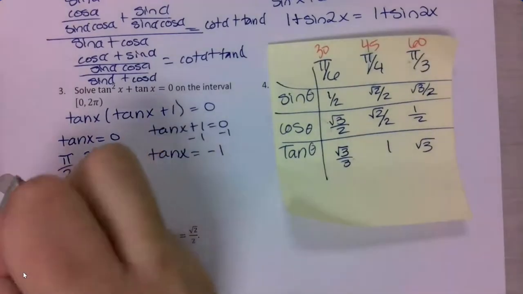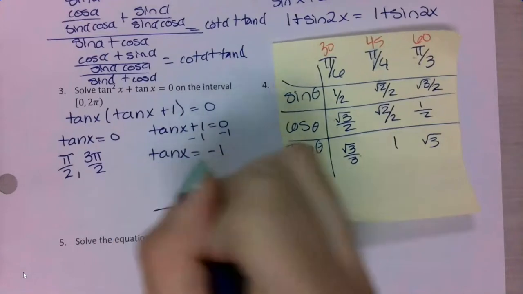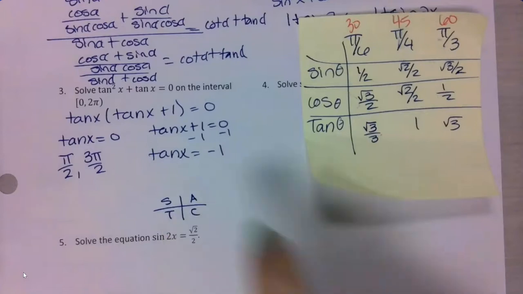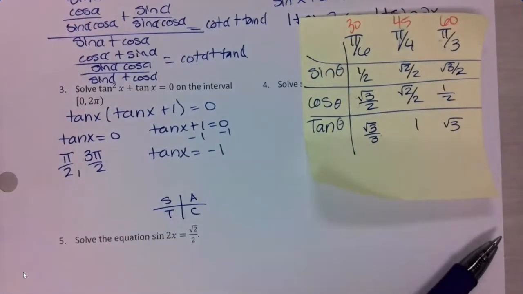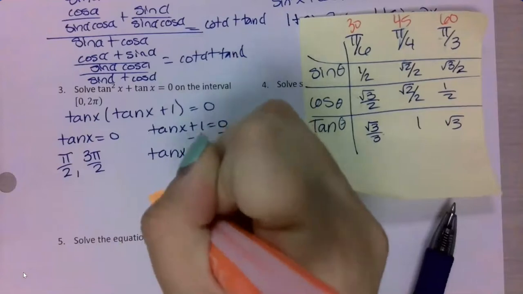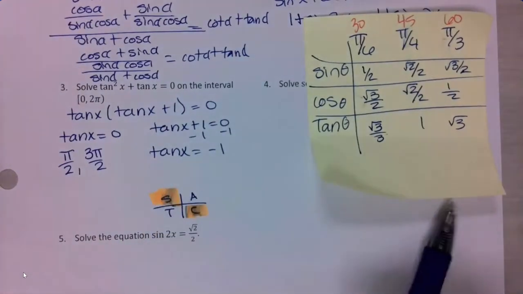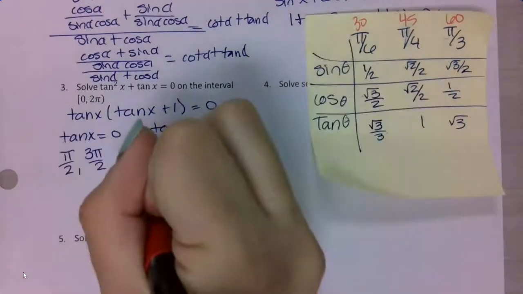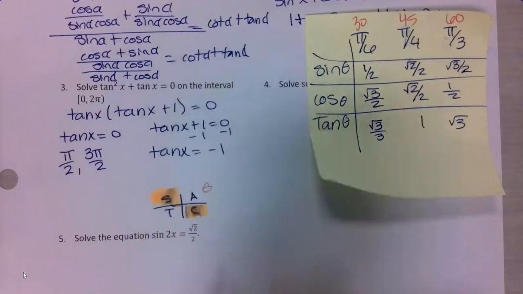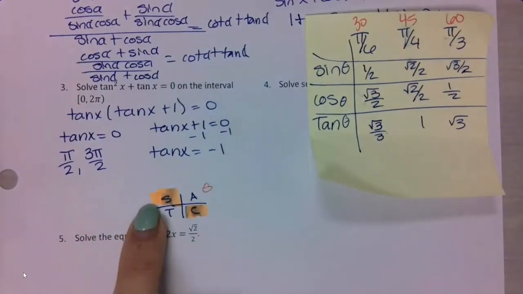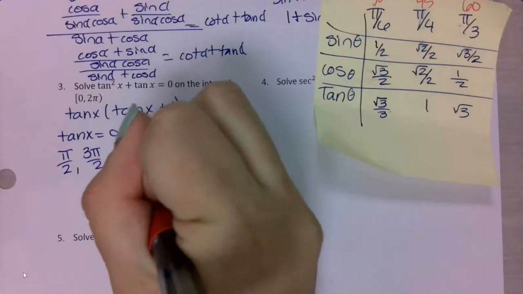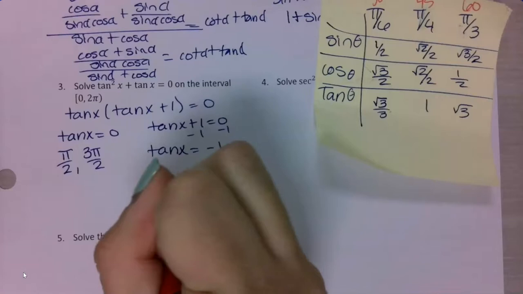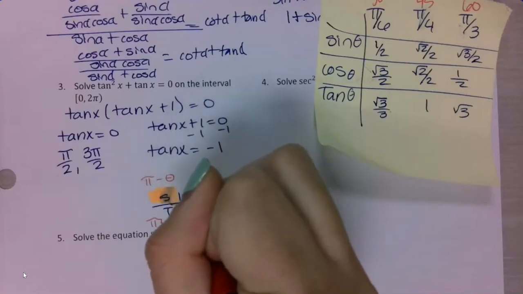If I think about where tangent is positive, it is positive in these two quadrants. So I want it negative in this quadrant and this quadrant. So I want pi fourths in those quadrants. If it's in the original quadrant, it's just my angle. If it is in this quadrant right here, I do pi minus the angle. If it's in this quadrant, I do pi plus the angle. And if it's over here, I do 2 pi minus the angle.